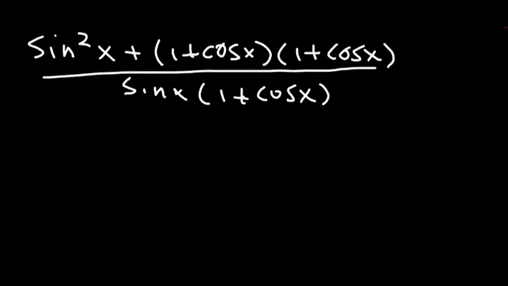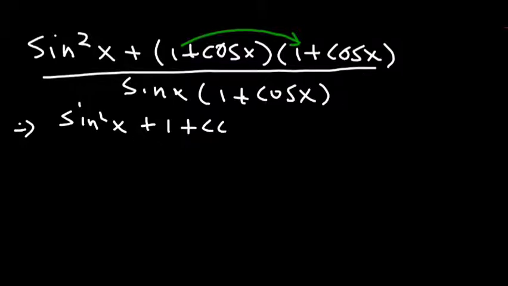So we are going to distribute the numerator. So this implies that this is sine squared x, and then we're going to distribute 1 times 1 and also 1 times cos x. So 1 times 1, that is 1. 1 times cos x, that is cos x. After that, we are also going to distribute cos x. So cos x times 1, that is cos x. Cos x times cos x, that is cos squared x.